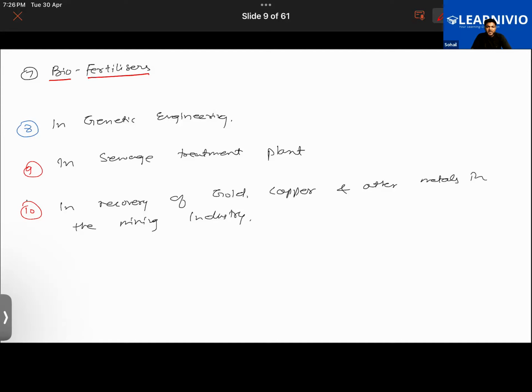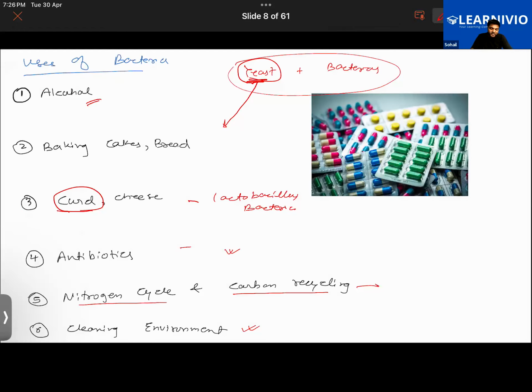Fertilizers, how can fertilizer be living? Here we are talking about some kind of microorganisms. Some of the bacteria also act as biofertilizers, like the example of rhizobium bacteria and azotobacter. These are the bacteria that enrich the soil. Like we talked about rhizobium, it enriches the soil with nitrogen.